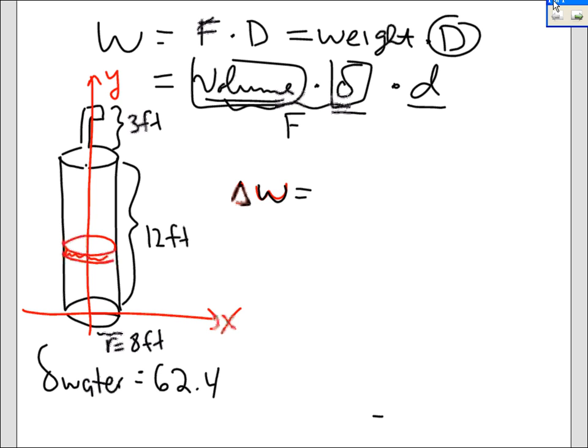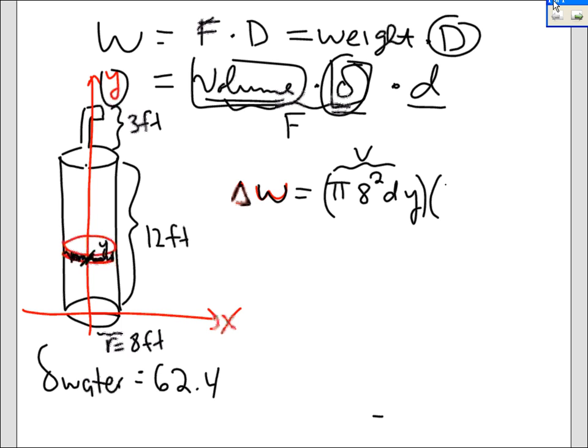Now, remember I labeled the y-axis. I'm going to call this height, y. Now the volume is, well, it's a circle. It's pi times the radius, r, squared. That's the area of the circle, times the thickness. The thickness is going up and down. It's a change in y, delta y. That's just the volume, V. And then I multiply it by density. It's filled with water, and the density of water is 62.4.